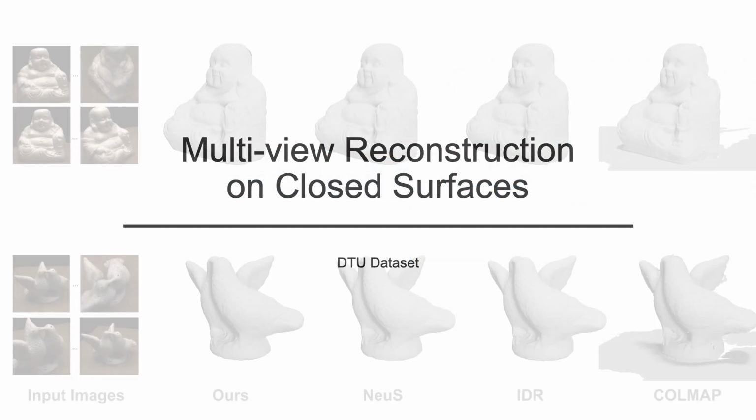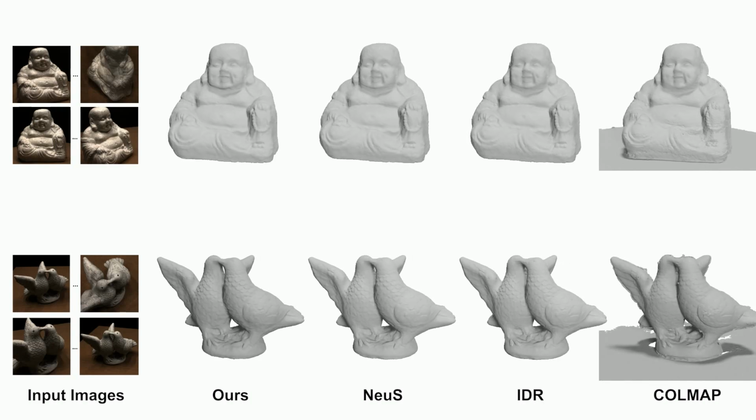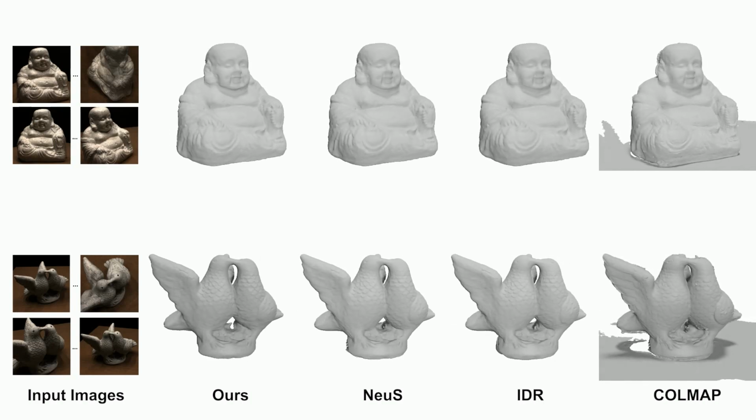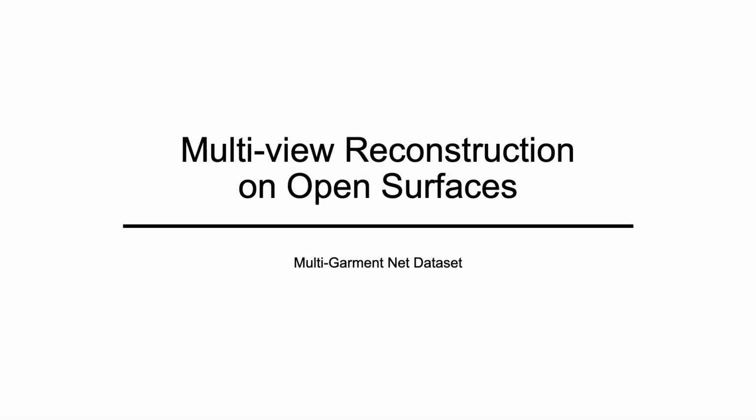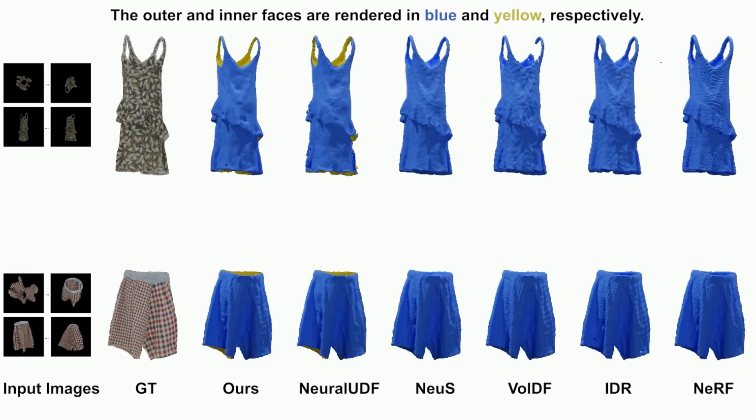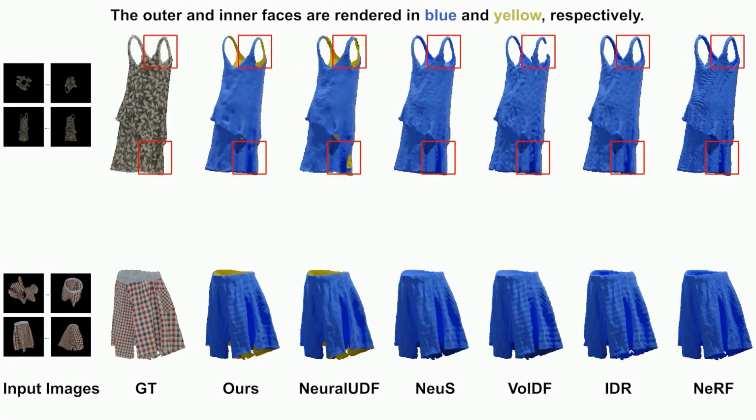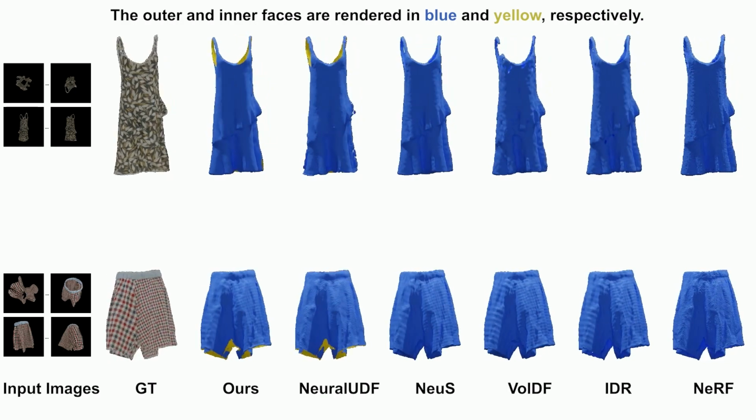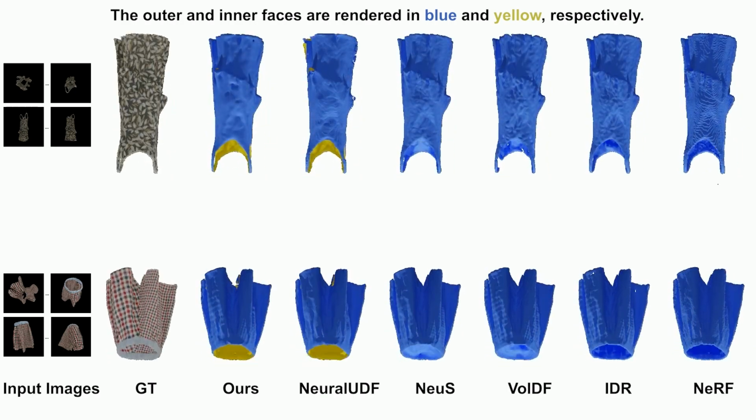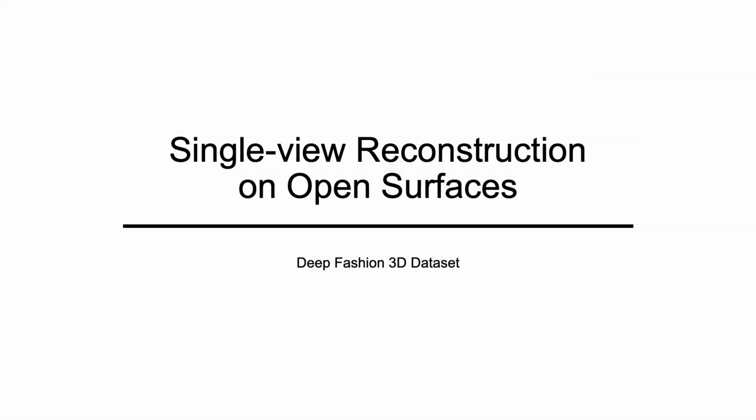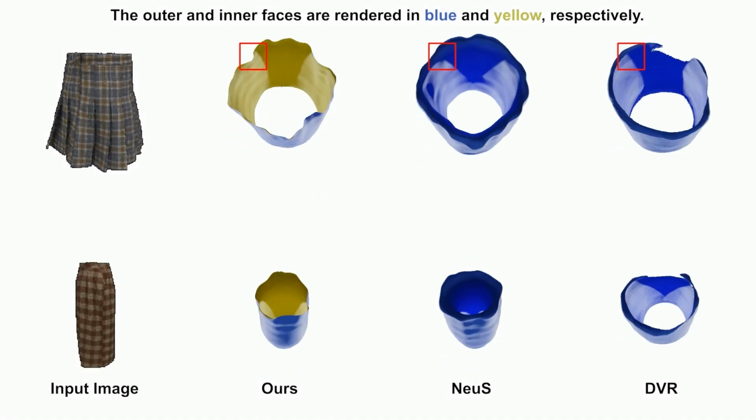NeAT is able to reconstruct closed surfaces from multi-view images. Reconstruct open surfaces from multi-view images. As well as reconstruct open surfaces from a single image.